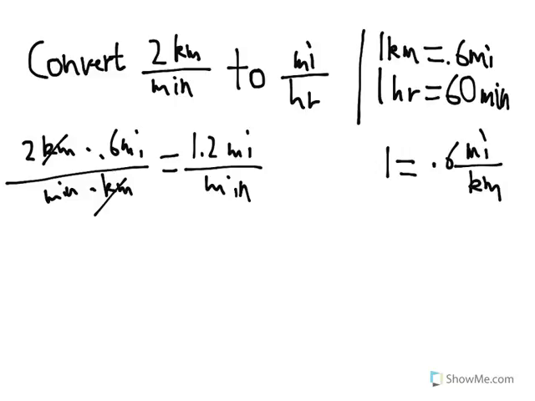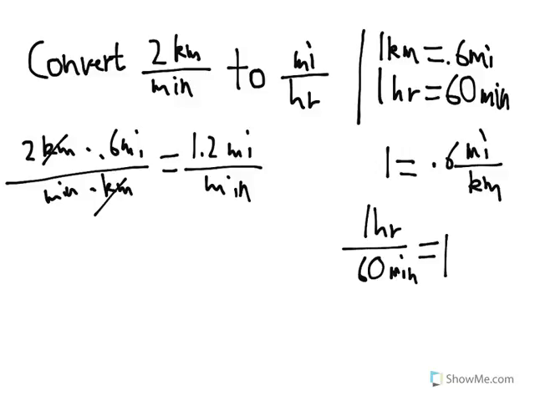So now we're halfway there. We've gotten it from kilometers into miles. Now all we have to do is go from minutes to hours. So let's go back and look what we have over here. 1 hour equals 60 minutes. We're trying to get rid of minutes, so let's divide by minutes. 1 hour over 60 minutes equals 1.